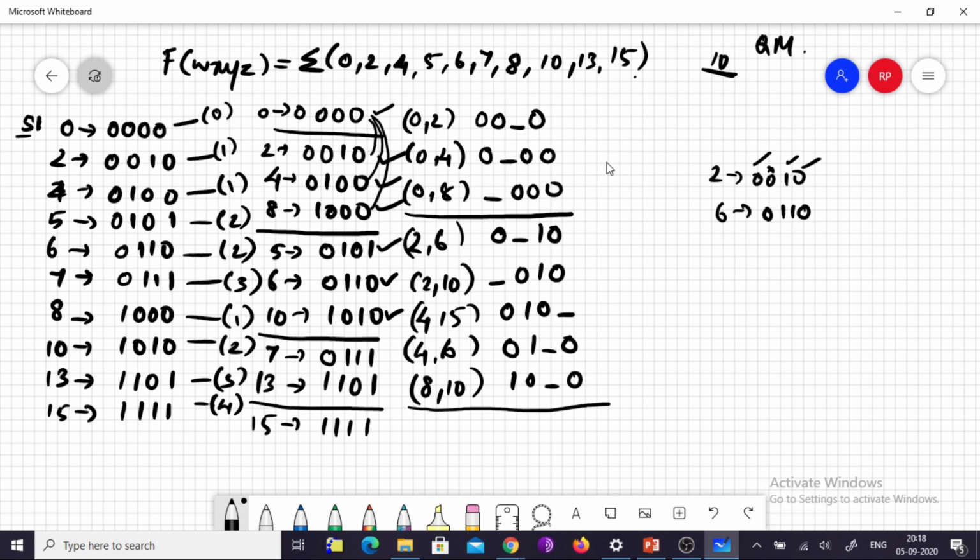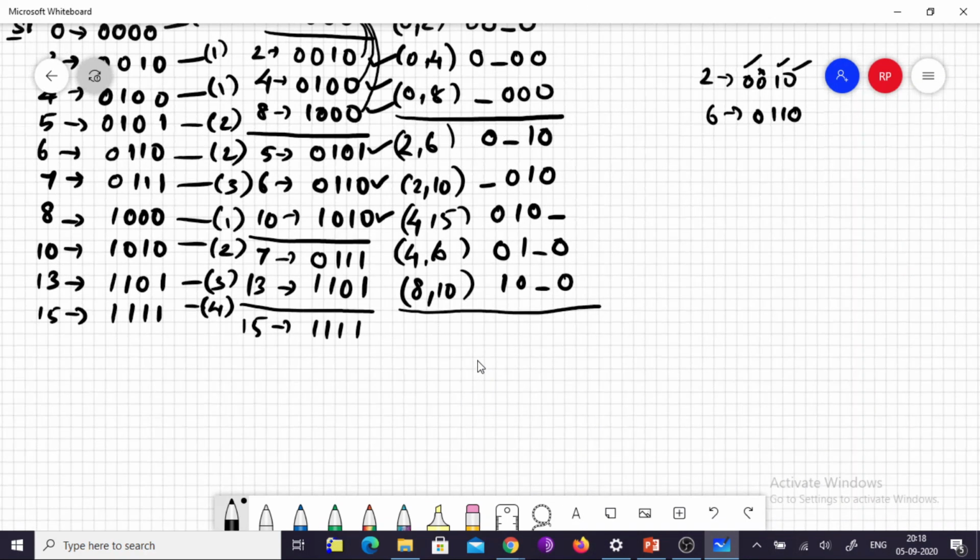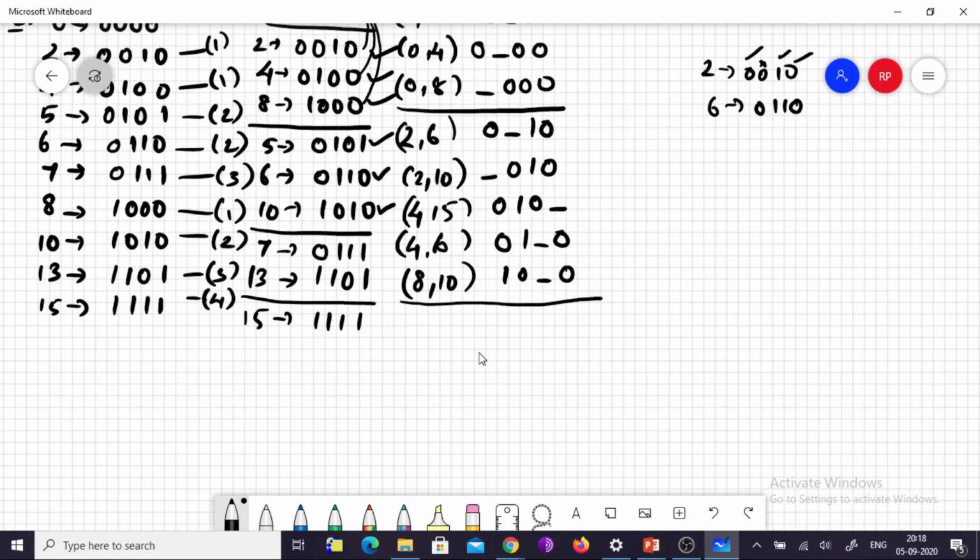If you compare the third set with the fourth set, I'll just move my page a little bit. So you can compare 5 and 7. If you compare 5 and 7, that forms a proper group. So that is 0, 1, dash, 1. I can just mark 7 here. Now comparing 5 and 13, that also is a proper group. So 5 and 13 gives me dash, 1, 0, 1.